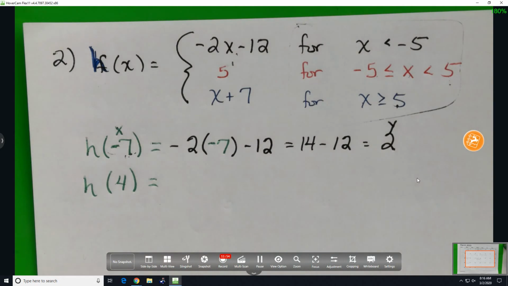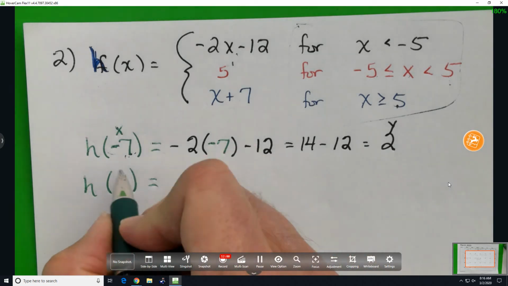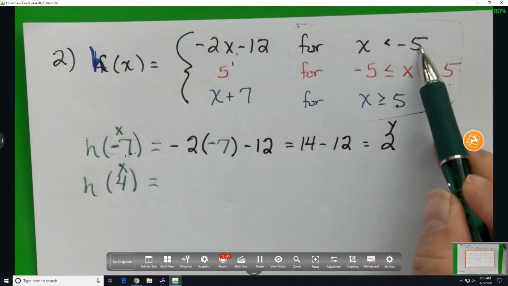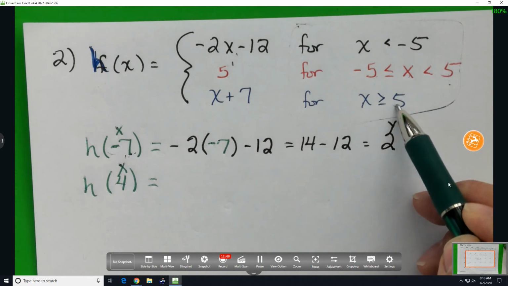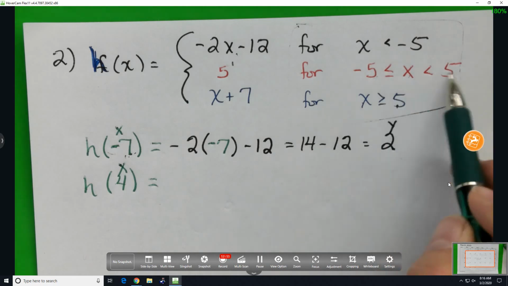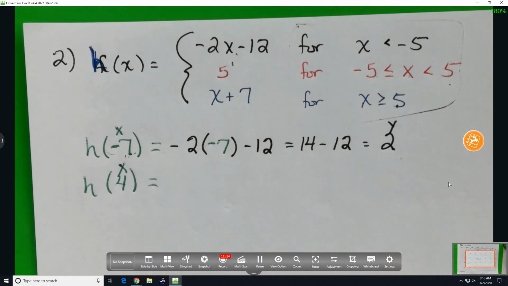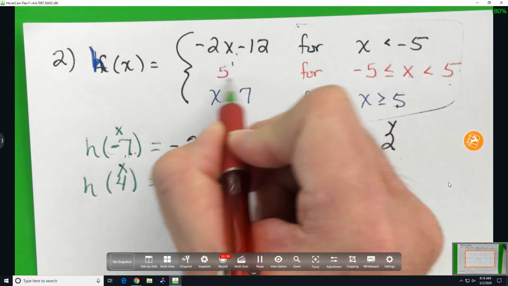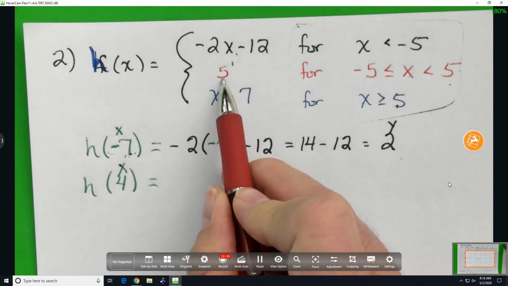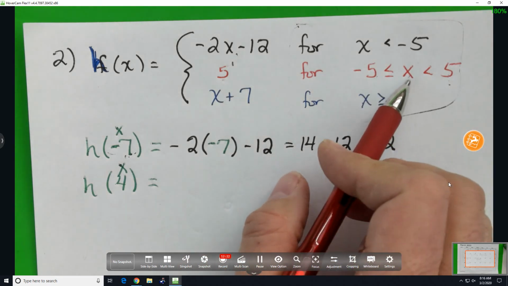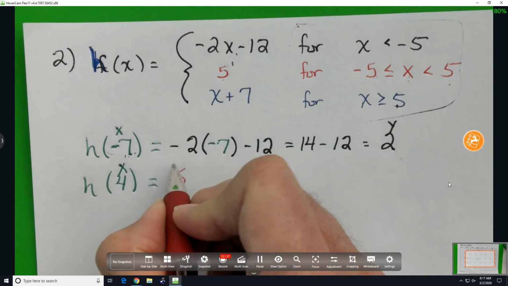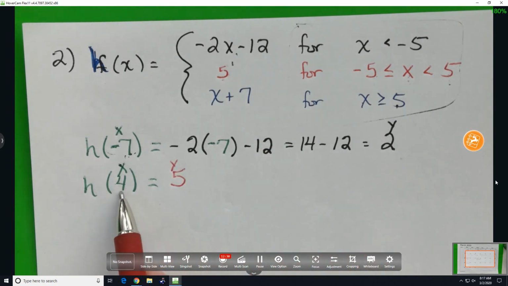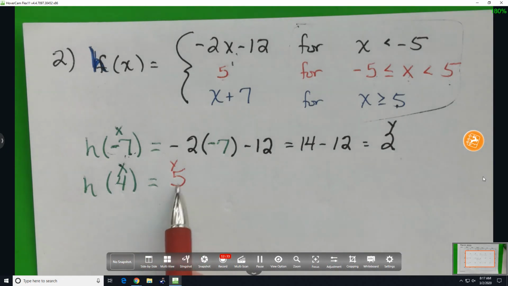Well, let's look back at the rule. Where does our x value lie? Is it less than -5, between -5 and 5, or bigger than 5? It's between -5 and 5. Now notice this function looks a little strange because over here in the red there's not an x. That's called a constant function. It doesn't matter what the x value is, the y value is a 5. So the x value 4 is being assigned the y value 5.